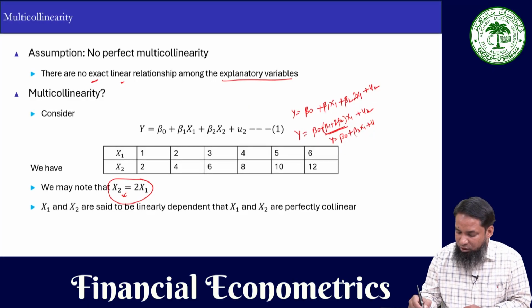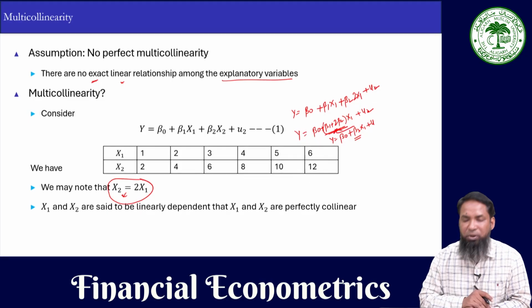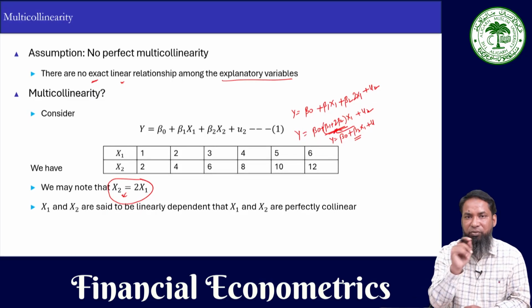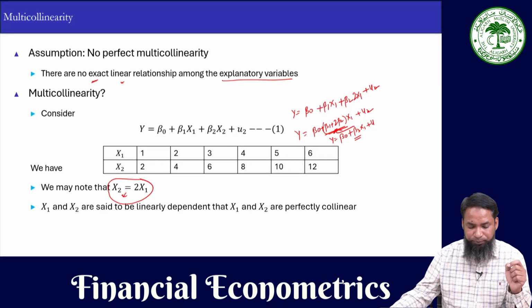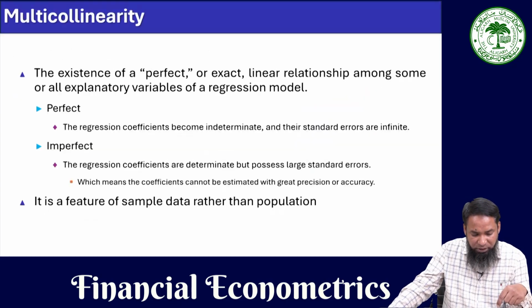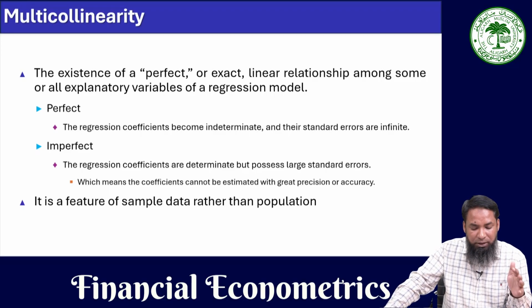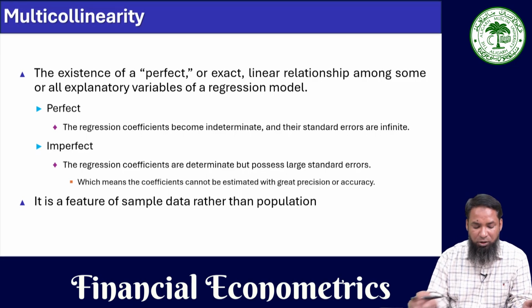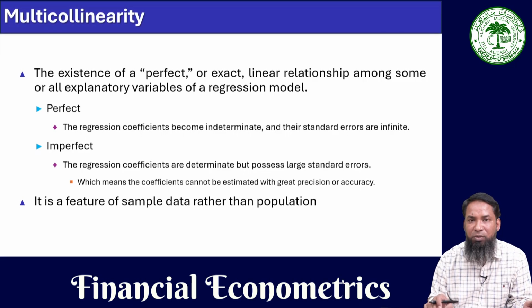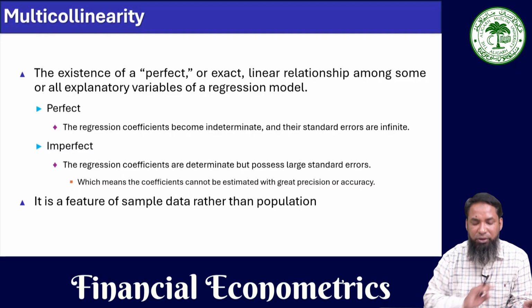So in that case now we will have beta 3. Now going back from here it is not possible to go back here. So that's basically what we mean by the problem of multicollinearity. So that means we can say the existence of a perfect or exact linear relationship among some or all explanatory variables of a regression model is the problem of multicollinearity.